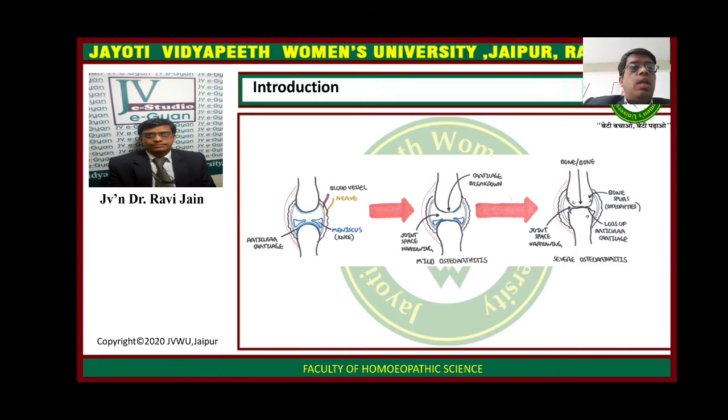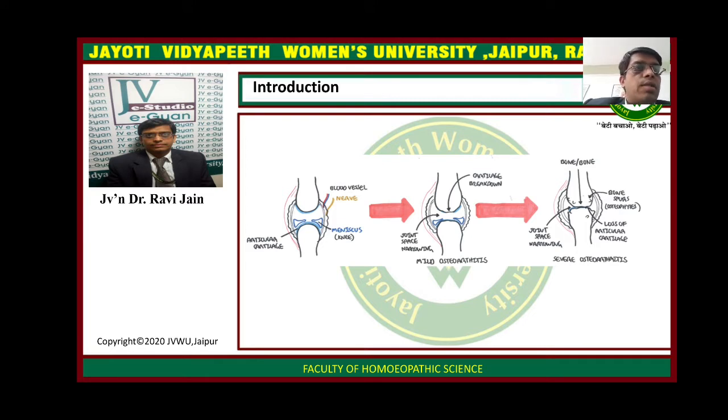This is basically the pathophysiology of osteoarthritis. In the first figure, you can see the normal knee joint, which has blood vessels. We have the meniscus of the knee and the articular cartilage. This is the normal structure. In the second one, there are the features of mild osteoarthritis, in which we have cartilaginous breakdown. The cartilage is breaking down a little bit, and the joint space is getting narrowed.